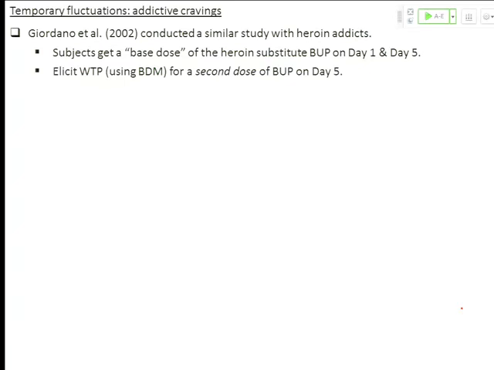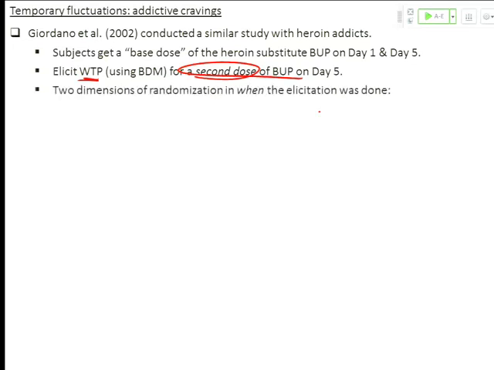What we want to know is how much would you be willing to pay for that second dose of BOOP on day 5, conditional on either having had the first dose or not. So the question is, before you had the first dose, do you predict the way in which your desire for BOOP is going to change after you've had the first dose? I mean, this is no different than predicting how much you're going to be willing to pay for a second hamburger before you bought the first one.